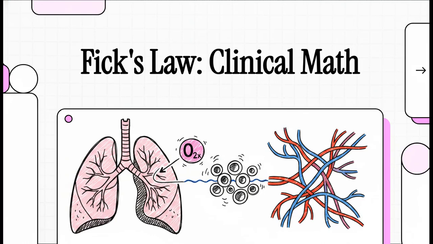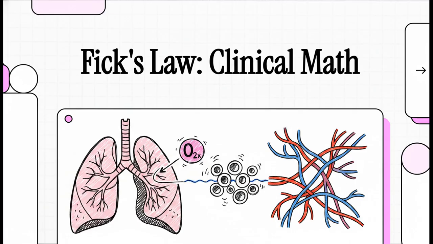Welcome to this explainer. As med and grad students, you already know breathing is non-negotiable, but today we're getting into the clinical math behind it. I mean, think about it. A healthy adult takes roughly 20,000 breaths every single day. It's this automatic rhythm we totally take for granted, but we're going to trace the wild, kind of treacherous journey of a single oxygen molecule.